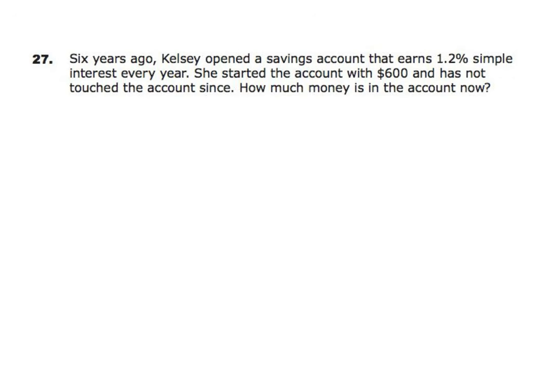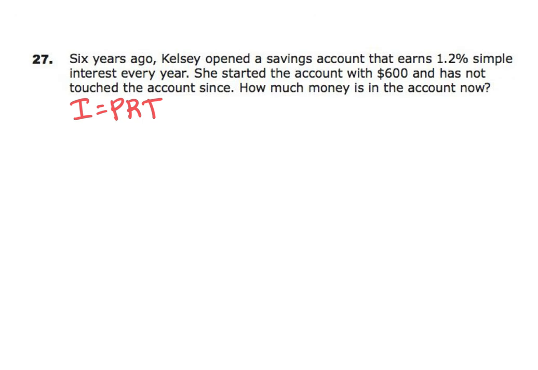Number 27. 6 years ago, Kelsey opened a savings account that earned 1.2% simple interest every year. She started the account with $600 and has not touched the account since. How much money is in the account now? So it's been a while since we've done interest. So remember, I equals PRT: the principal, the rate, and the time. And remember, the time has to be in years.